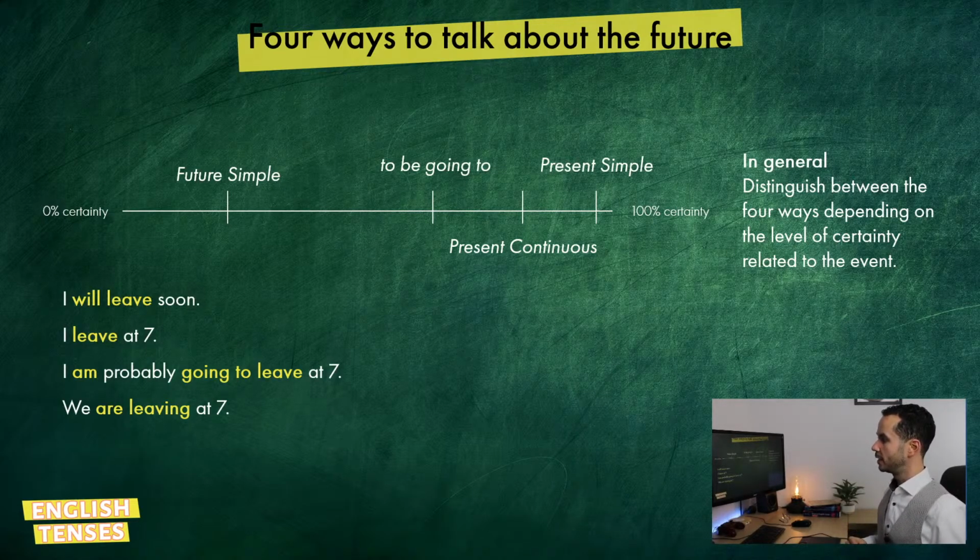So "I will leave soon" is not very certain, and "we are leaving at 7" is more certain than "I am probably going to leave," and I've indicated with the word probably as well. This also indicates that we're not very certain that something is going to happen. And then "I leave at 7" is probably very certain. It's very likely that I'm going to leave at 7. You'll notice how I use these tenses interchangeably, that it's not set in stone, but we'll look at that later on as well.